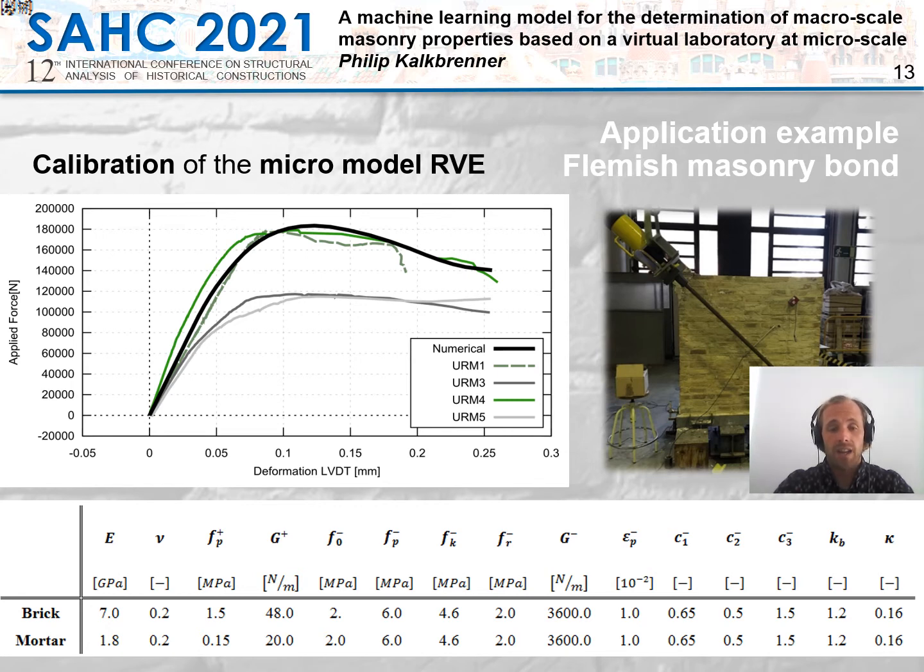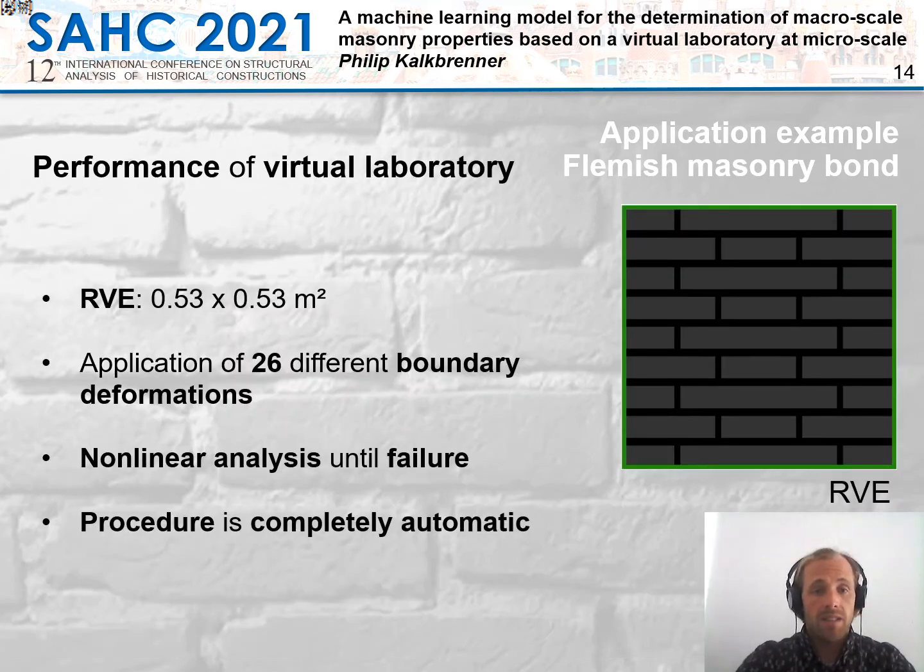By modifying all these data and the parameters of the law for the bricks and the mortar, by trial and error, we found this perfect fitting curve and a constellation of the material data in order to have a calibrated micromodel RVE. With this model and the material properties, we constructed the RVE, which in this case has an edge size of around 0.5 meter. And on this RVE, we applied 26 different boundary deformations.